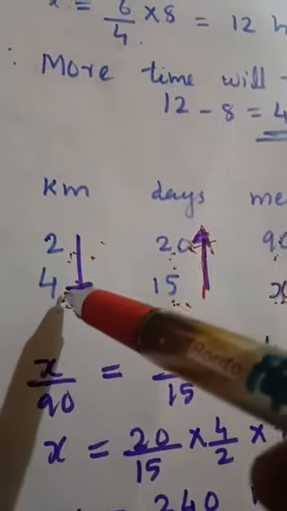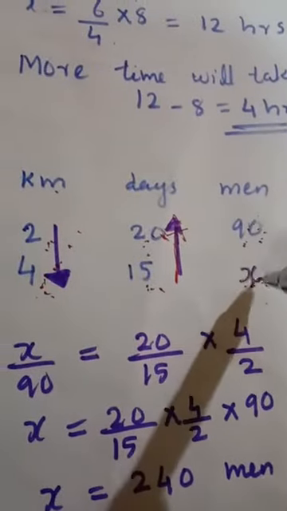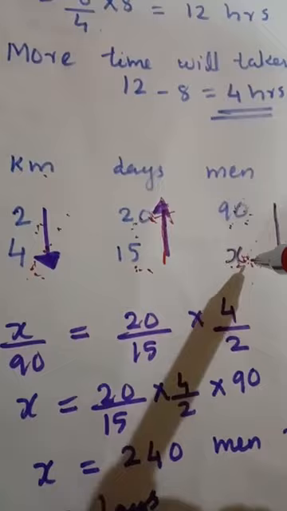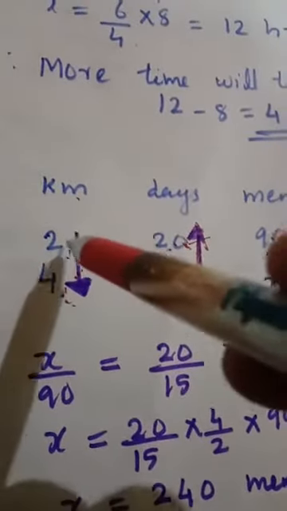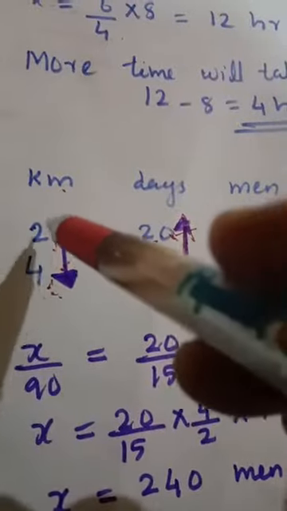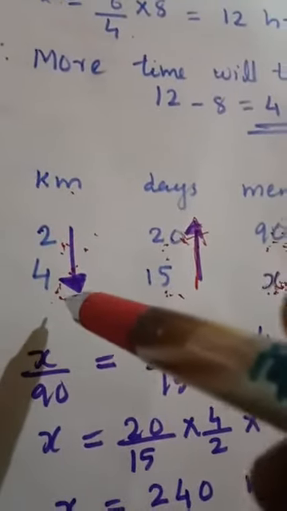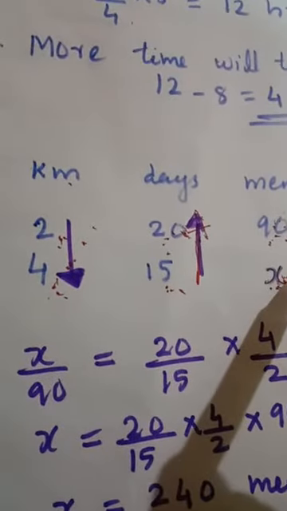Okay, it is not like days. We want to compare this kilometer with this men. This quantity we want to find. So all the comparison should be with this. Okay, so 2 kilometer, 90 men are needed. Then 4 kilometer, to dig 4 kilometers more, a few more people are needed.